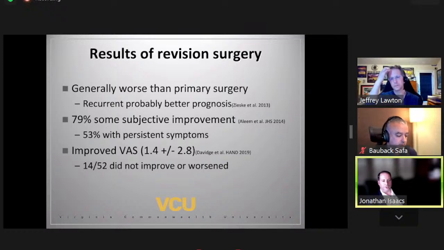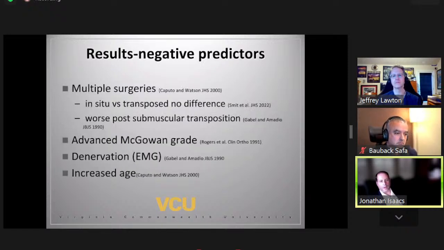In published series, about 80% report subjective improvement, but 50% with persistent symptoms. Davidge, in their series, reported improved visual analog scale. So this is after revision cubital tunnel of 1.4. That is not a very good number. Out of that group, 14 out of 52 did not improve or actually worsened.